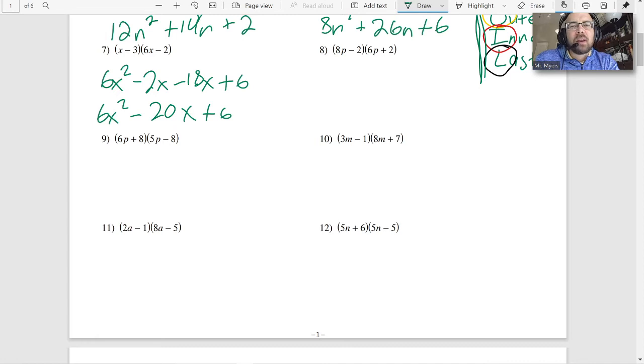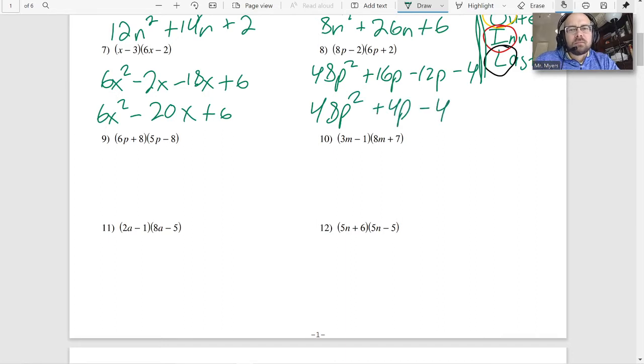8 times 6 is 48. P squared. Outer times the outer, 16p. Inner times the inner, minus 12p. Last times the last, 4, minus 4. 48p squared plus 4p minus 4.